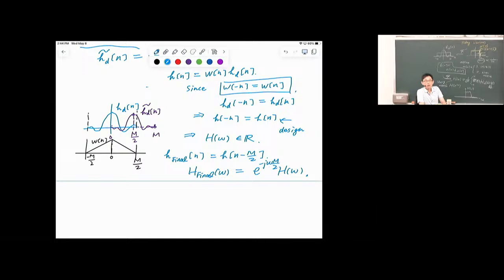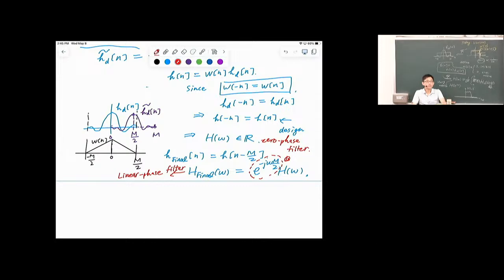So therefore, we have some names to introduce. In some textbooks, this filter is called the zero phase filter. This property that the Fourier transform is real is sometimes called zero phase. Whereas after shifting, since now there's this extra term right here, the result is called a linear phase filter. These are just names, not difficult. Just memorize: zero phase filter, linear phase filter.